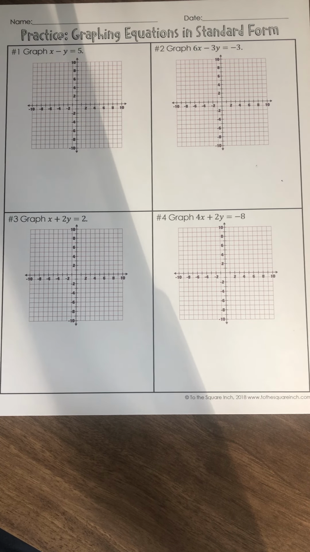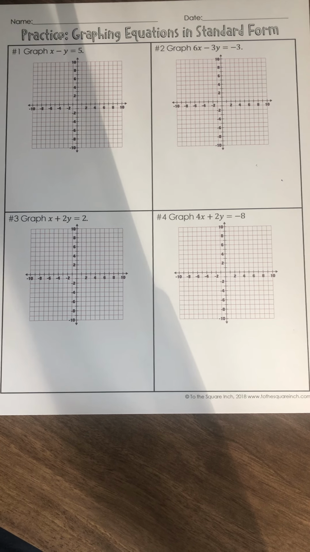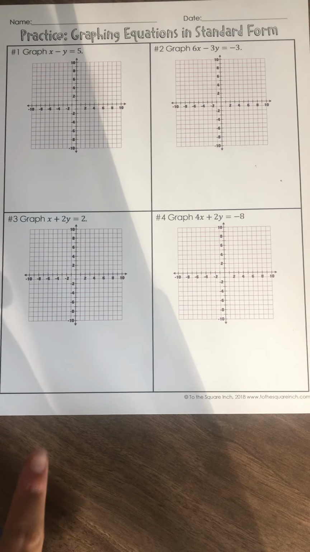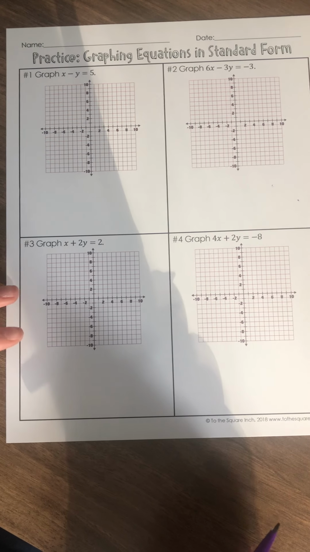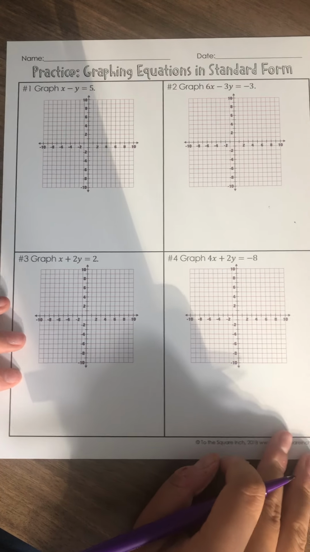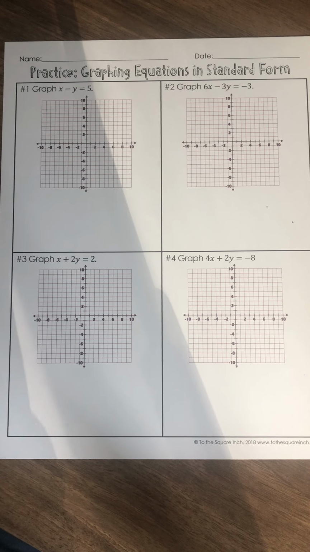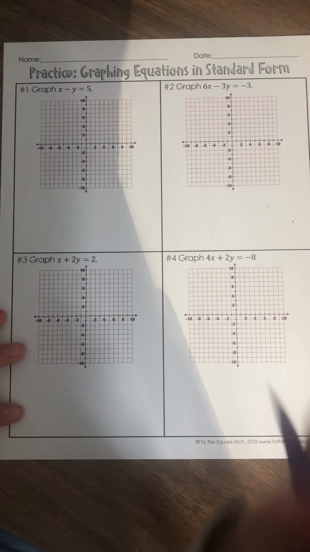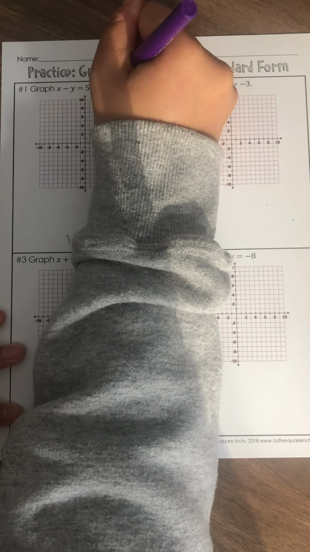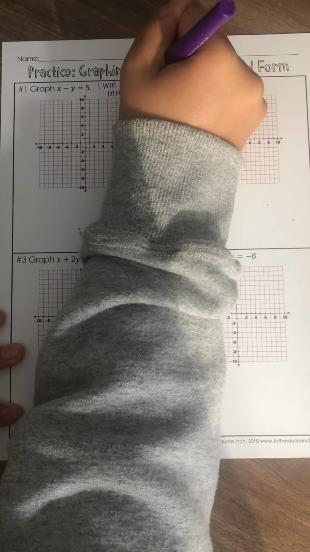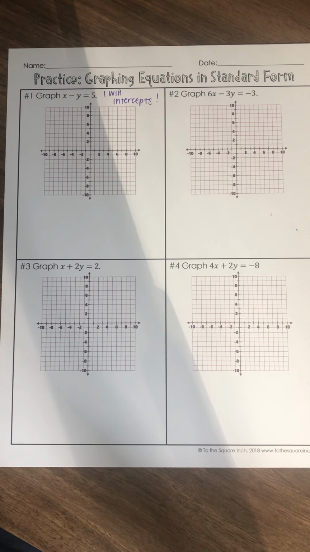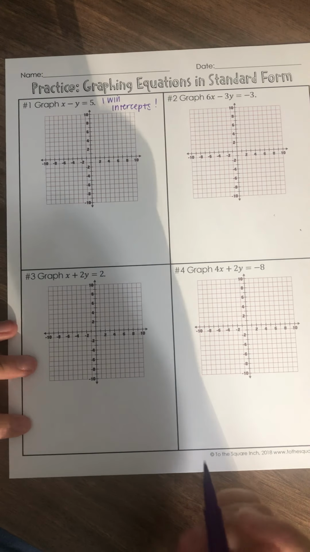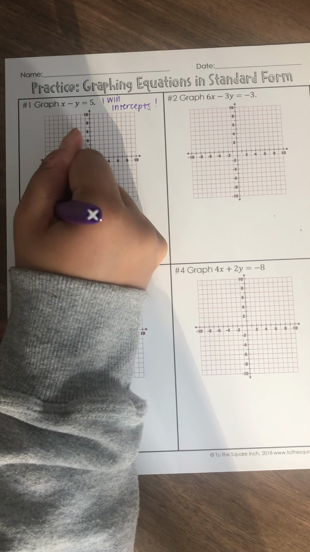Perfect. Now let's go ahead and get some practice applying these two different ways to graph equations in standard form. So looking at our first example right here, it's asking us to graph x minus y equals 5. So again, we have two ways to graph these equations in standard form. For this problem, I will use intercepts. So I will use the method of finding my intercepts. So I will go ahead and start by finding my x-intercept.